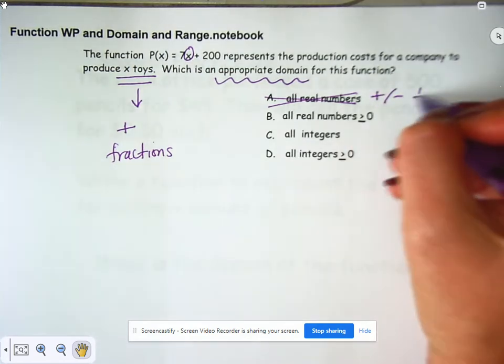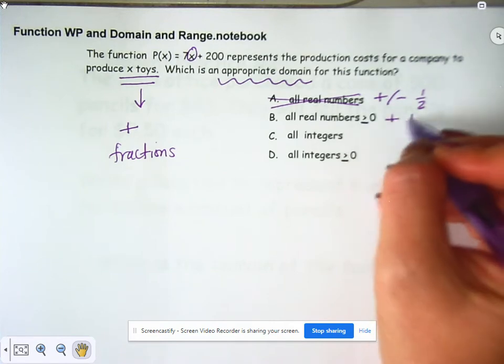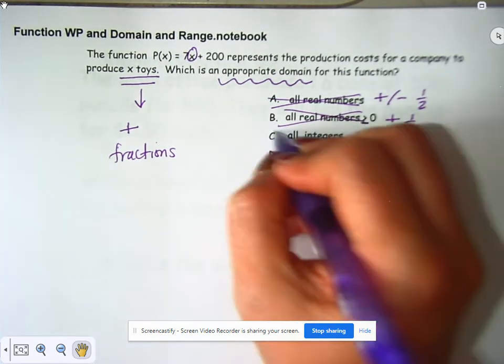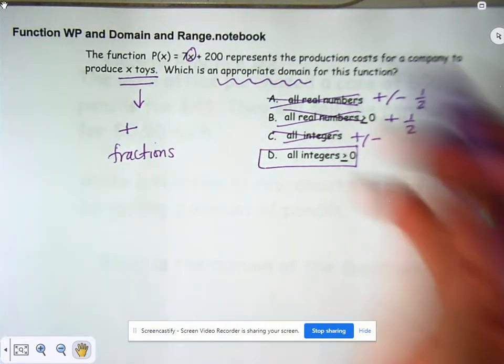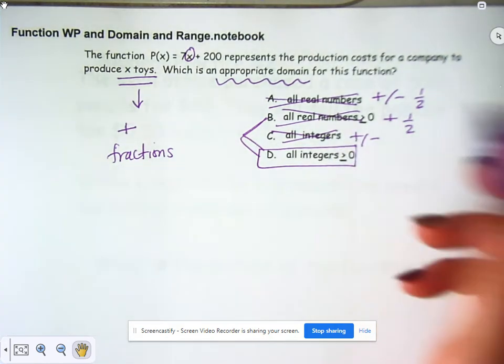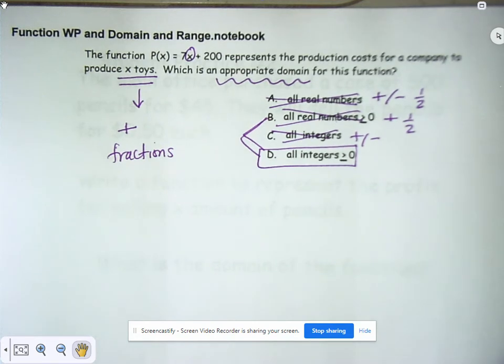All real numbers include positives, negatives, and fractions. Even though it says greater than 0, that would just be positive, but it still includes fractions. All integers includes positives and negatives. It has to be greater than 0. So because I knew it had to be greater than 0, I would have been down to B and D to begin with. And then integers versus real numbers. Real numbers is any number that y'all know exists.